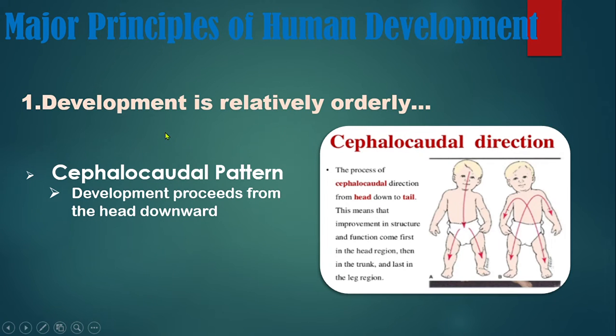Second is the cephalocaudal pattern. Development proceeds from the head downward. This means that improvement in structure and function come first in the head region, from the top of the head, then the trunk, and last the leg region.